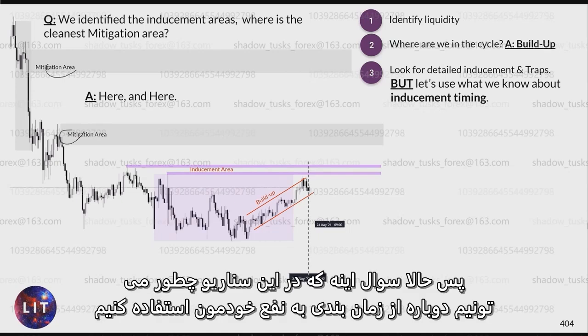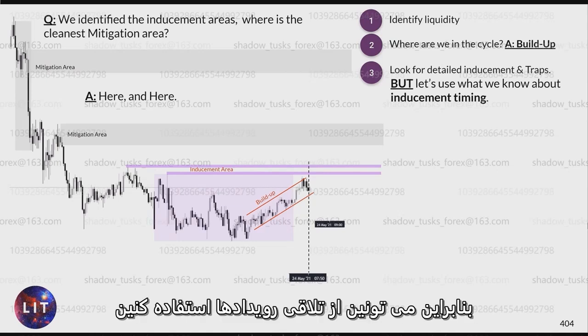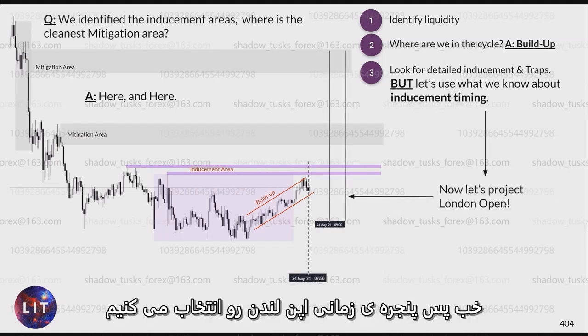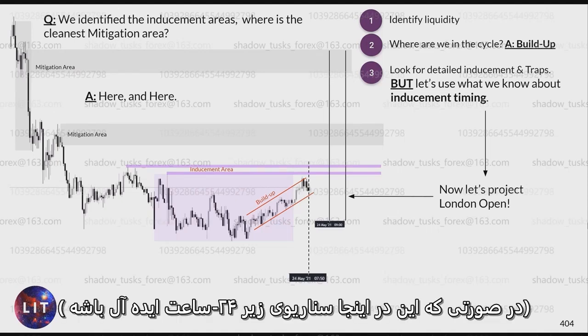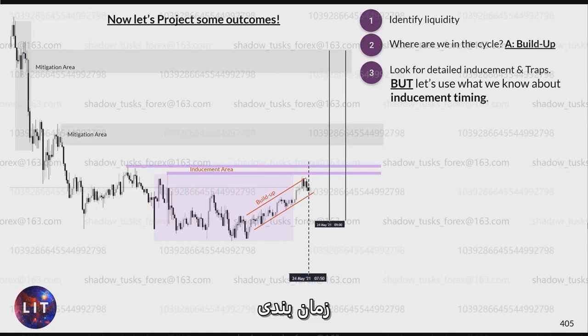So now the question is how we can use timing again to our advantage in this scenario, because we're not sure. Like, how will you know? I'm not a magician, I don't know. So I can use confidence events though and see what's going on. So we take the London Open time window and make it like this. And all of a sudden, it should become a little bit clearer if this is an ideal plan here for an intraday play. So what's going on here? Mitigation area here, mitigation area here, timing. So what can happen? Okay, now think in your head though.